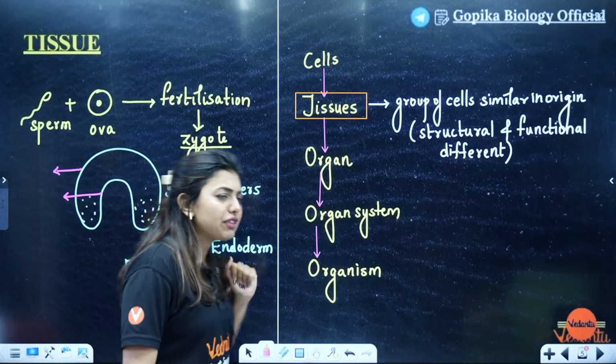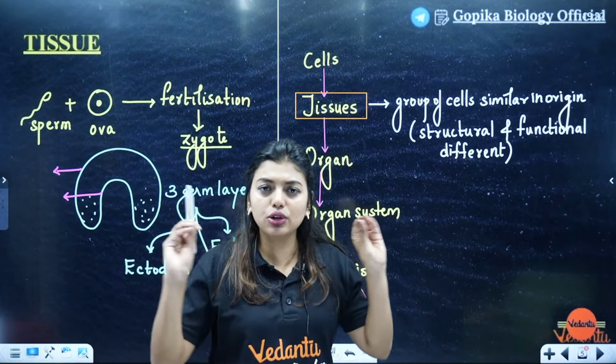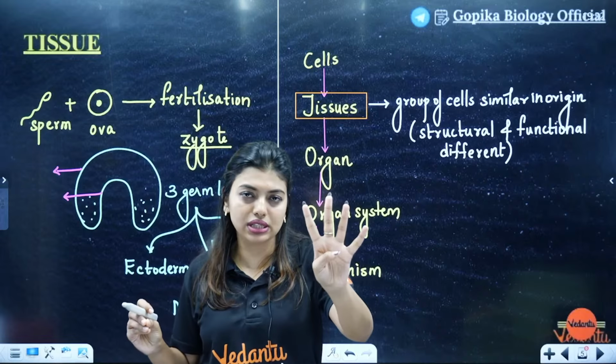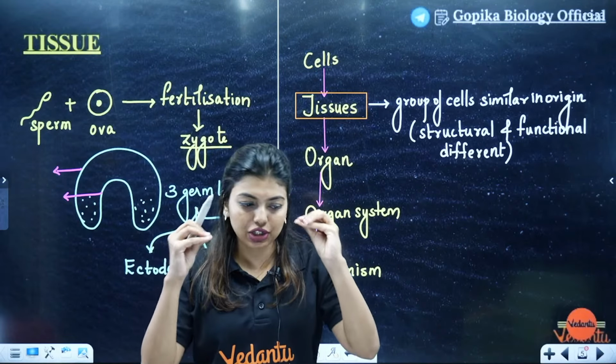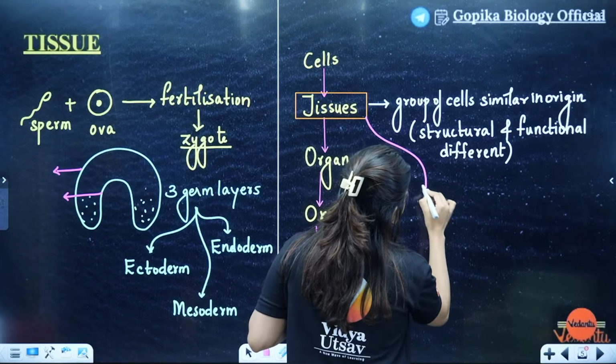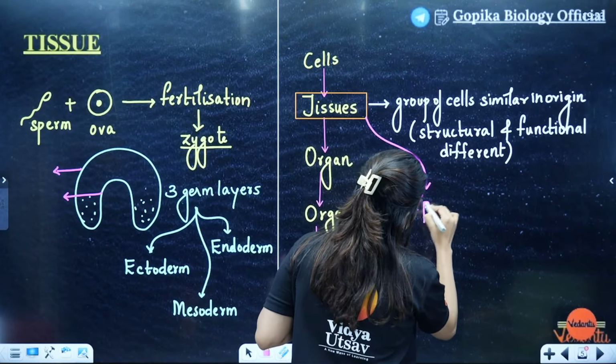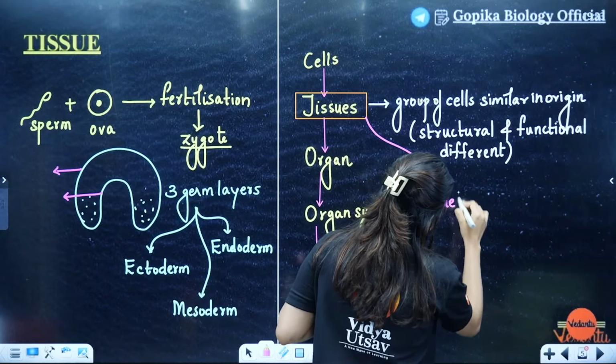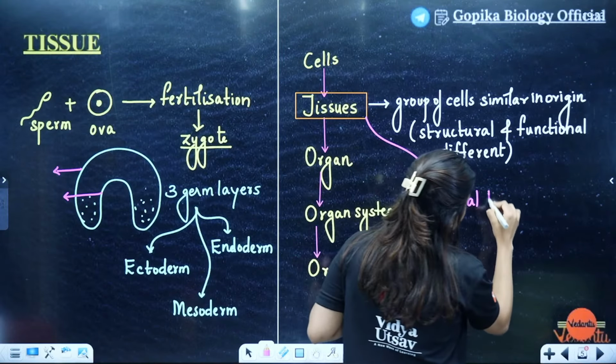Now I told you that we are not going to study all the tissues. We are only going to study 4 main tissues in this class, and those are the 4 main tissues that you have to learn about. Your first tissue is going to be the epithelial tissue. What tissue? Epithelial tissue.